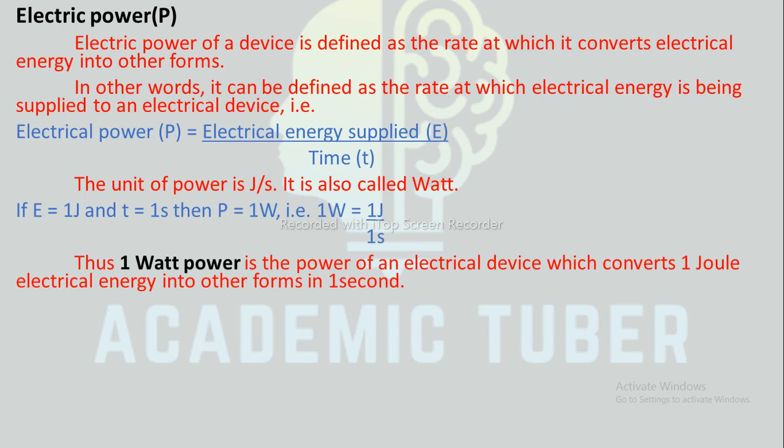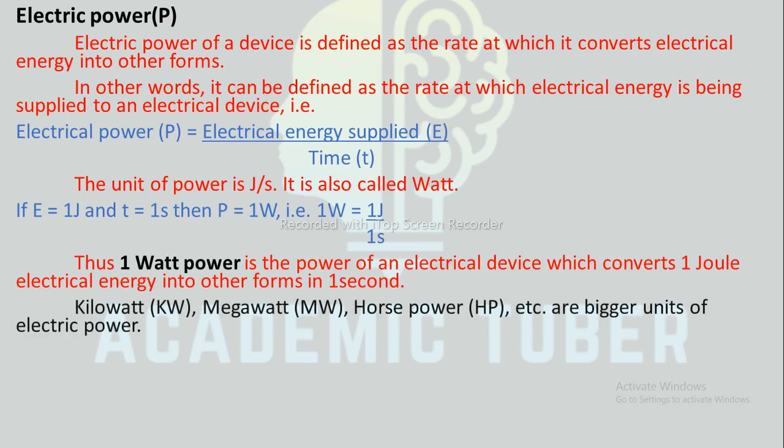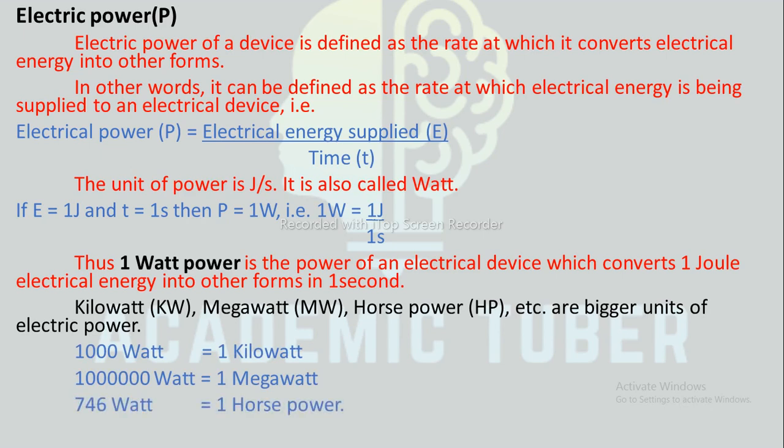Thus, we can define 1 watt power as the power of an electrical device which converts 1 joule electrical energy into other forms in 1 second. Bigger units of electric power are kilowatt, megawatt, horsepower, etc. 1 kilowatt equals 1000 watt, 1 megawatt equals 10 to the power 6 watt, and 1 horsepower equals 746 watt.